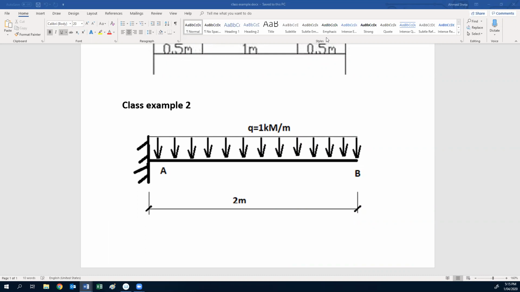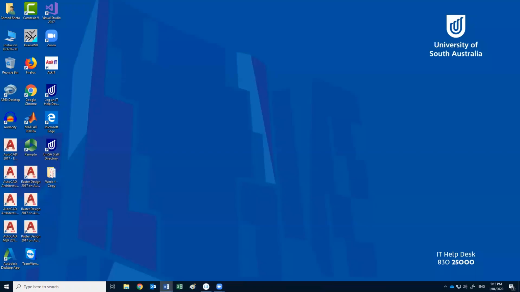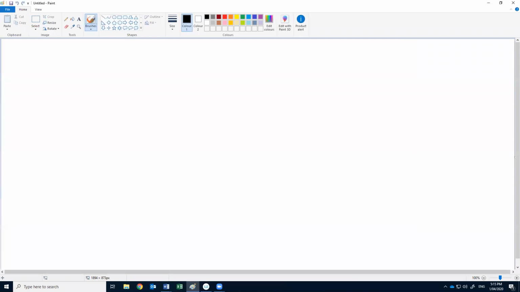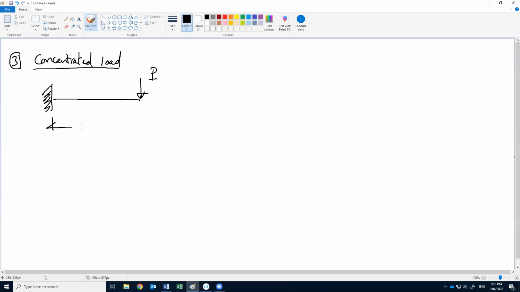If we have a cantilever like this, we should have some basics to know, like what we have in the simple beam. So number 3, a cantilever with concentrated load. This is our cantilever, fixed, free, and we have one load P at the end, and this is our span L. How can we draw the moment and shear diagram for this beam?